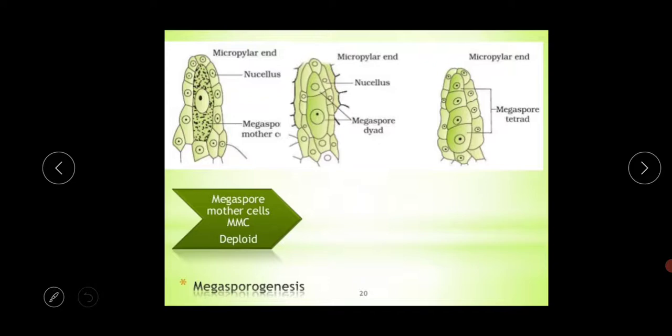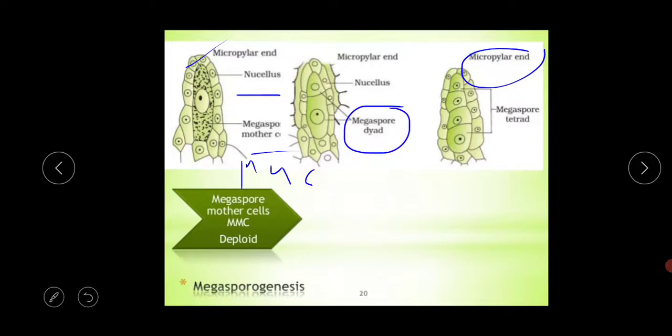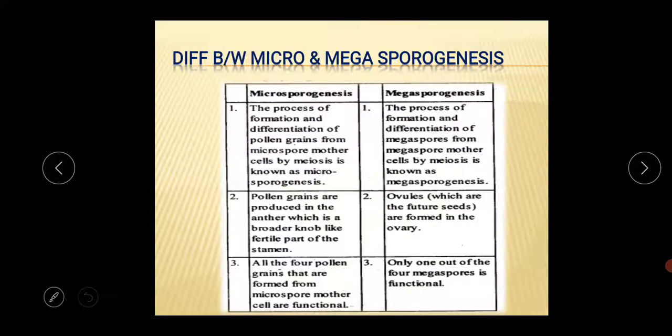So this is the megasporogenesis. This is the micropylar end, this is the nucellus region, and this is the MMC, the megaspore mother cell. This is the micropylar end, and this is the megaspore tetrad. From 1 megaspore mother cell we are getting first the megaspore dyad. Dyad means 2 cells. After the second meiotic division we are getting the megaspore tetrad. Megaspore tetrad means 4 cells: 1, 2, 3 and 4. Total 4 cells are there.